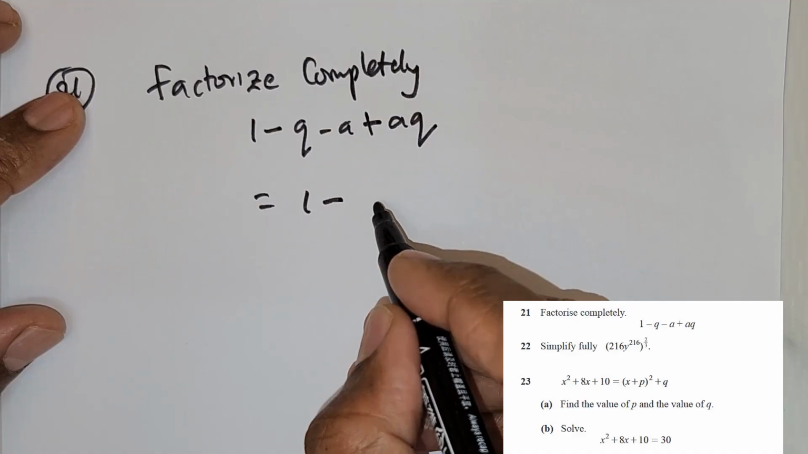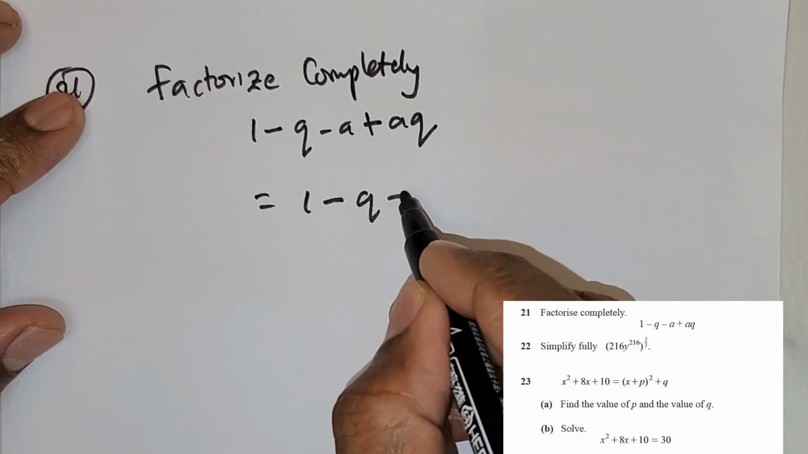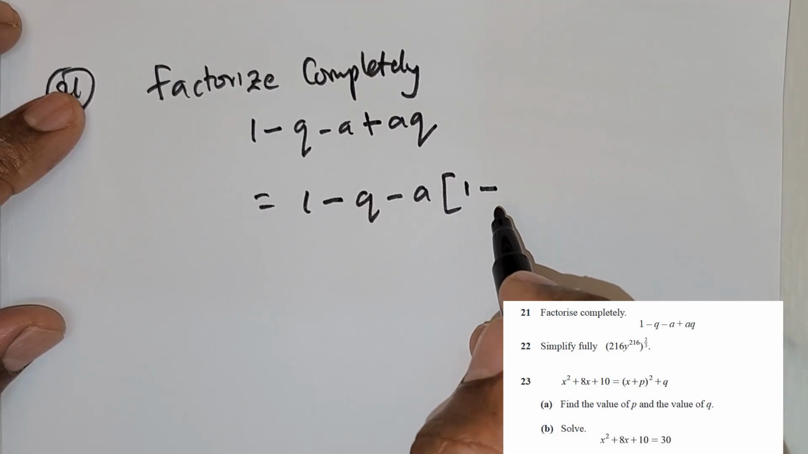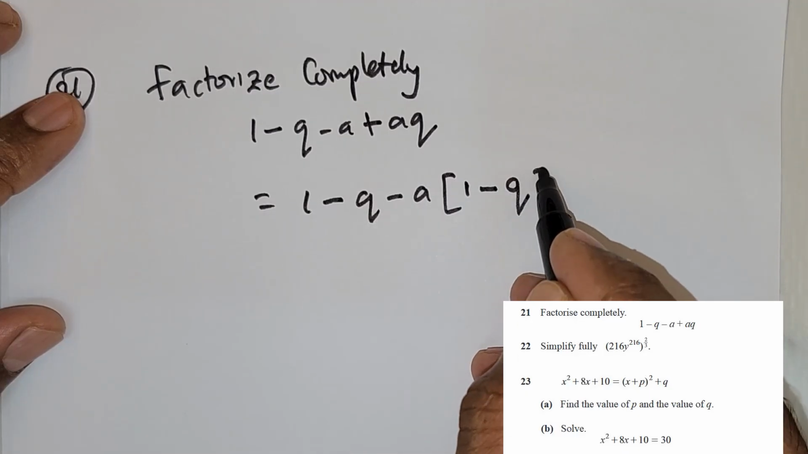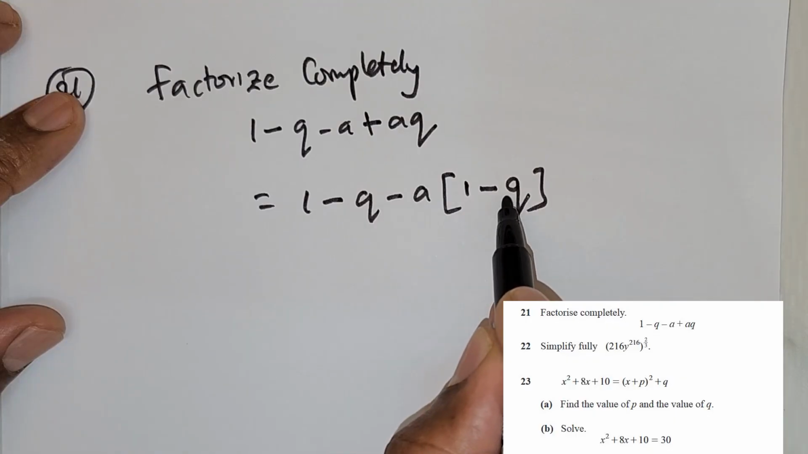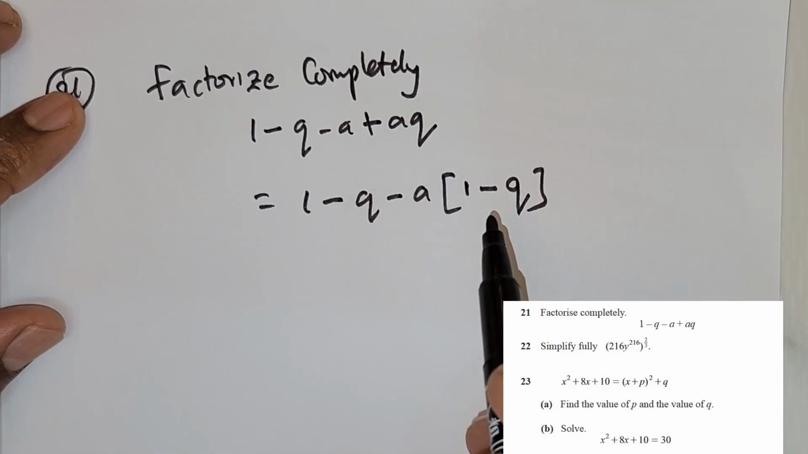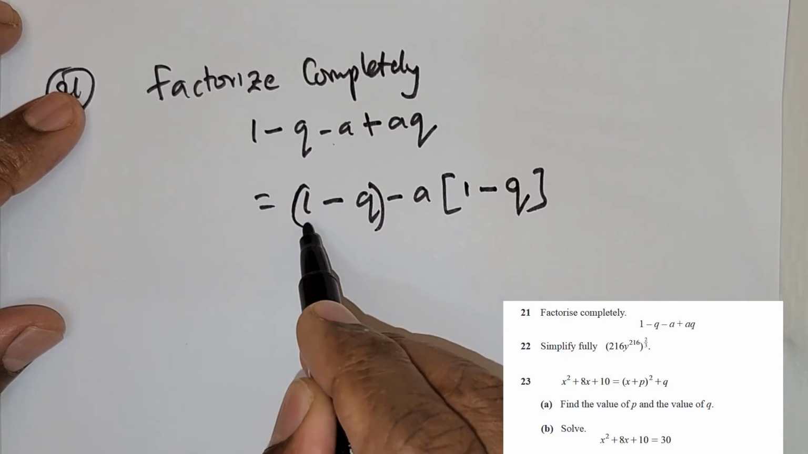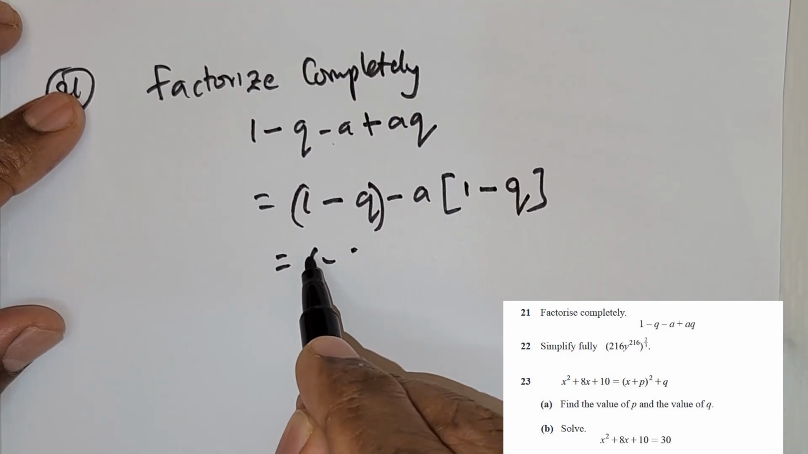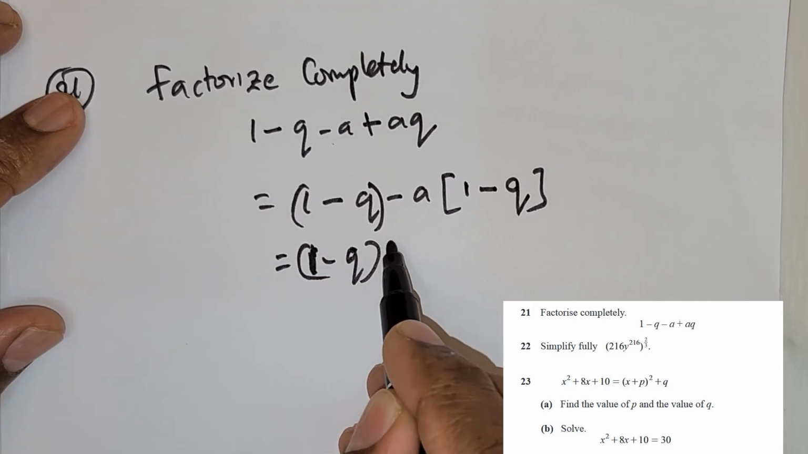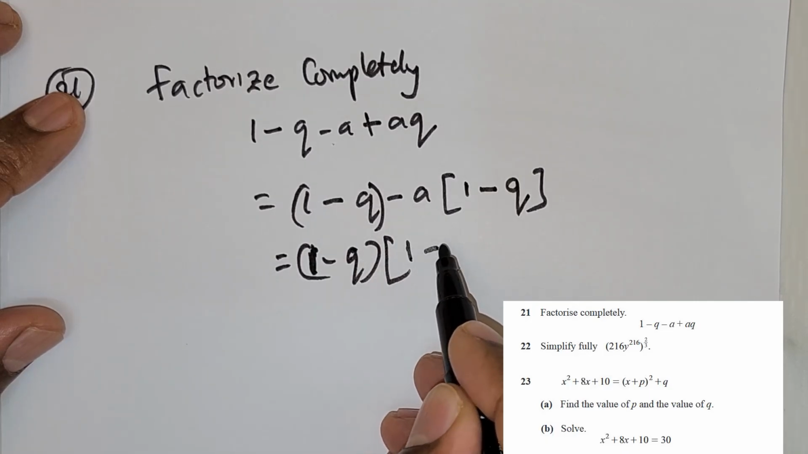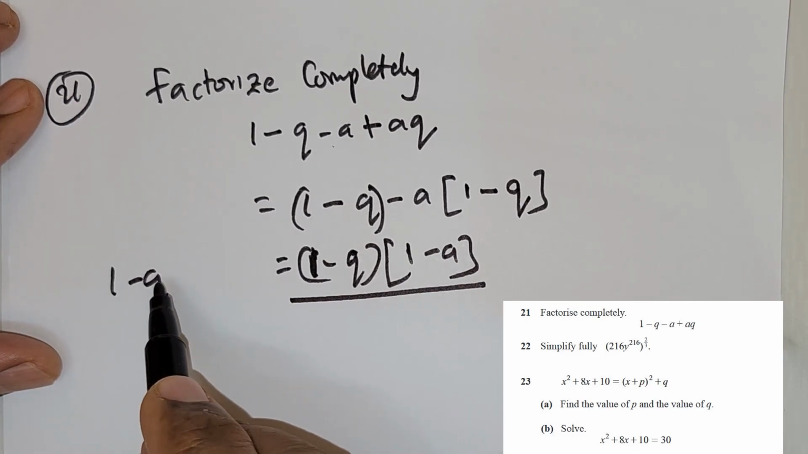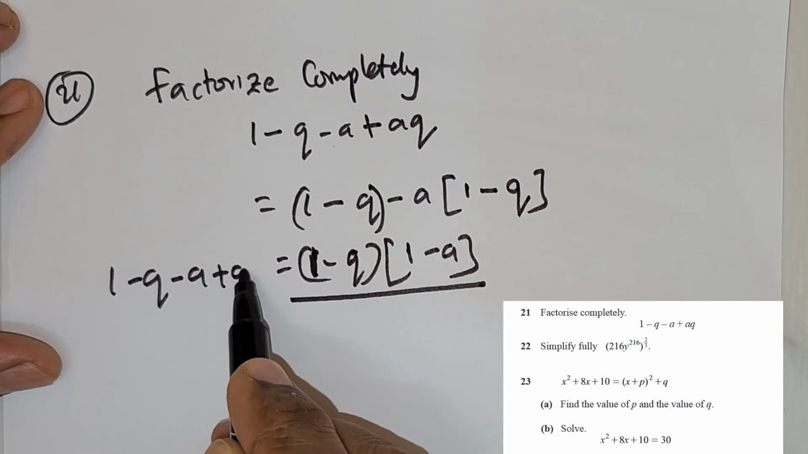So I'm going to take A out, and that would give me 1, followed by a negative sign and Q. Negative A times negative Q would give me positive AQ. Negative A times 1 would give me negative A. Now these two can be clubbed. So 1 minus Q can be taken out. That would give me 1 followed by A. So this is the final solution when you factorize 1 minus Q, negative A, positive AQ.